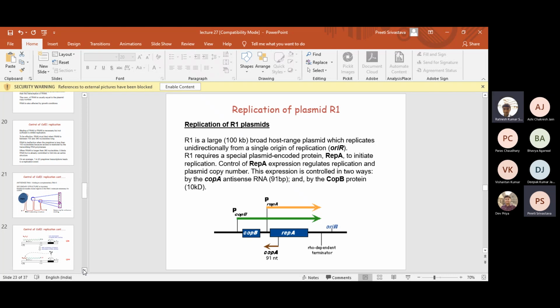Ma'am, that depends on time also. For one cycle of replication, there needs to be a certain amount of time. That time is also regulated. For replication, everything is regulated. Otherwise, it will keep happening endlessly.